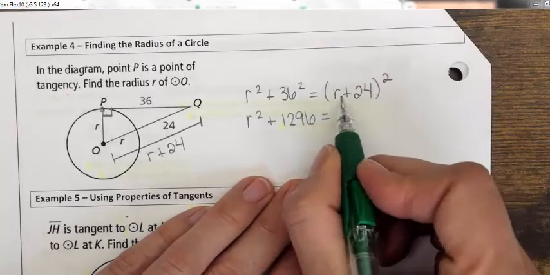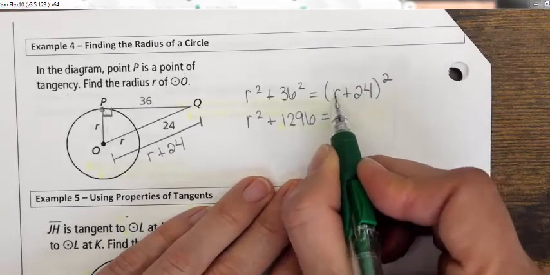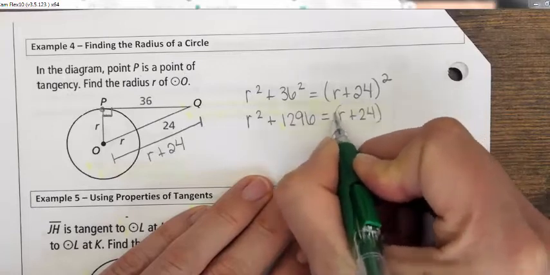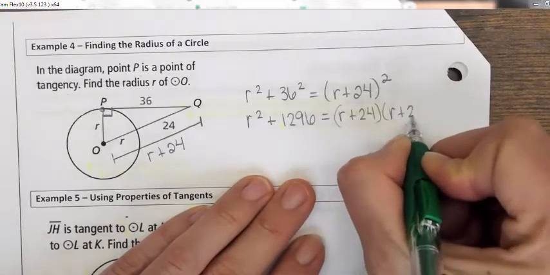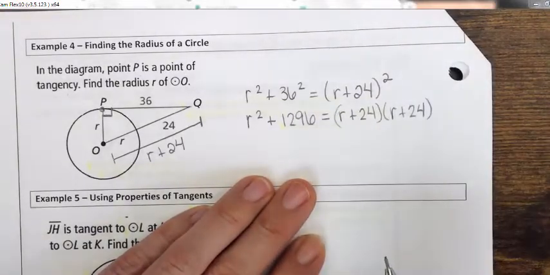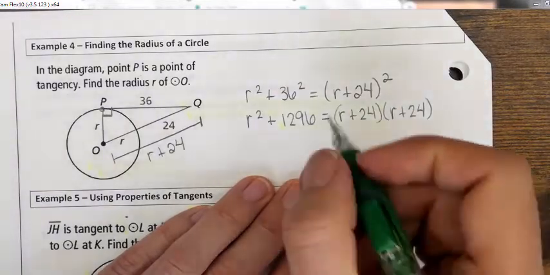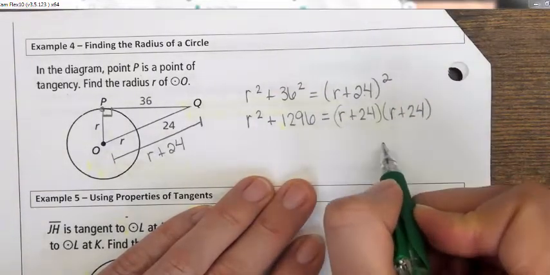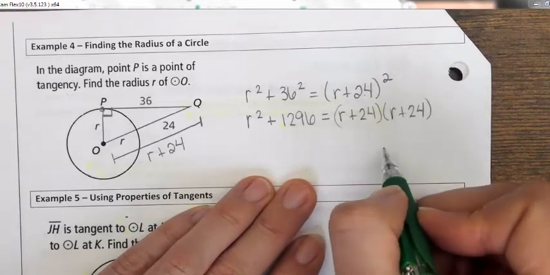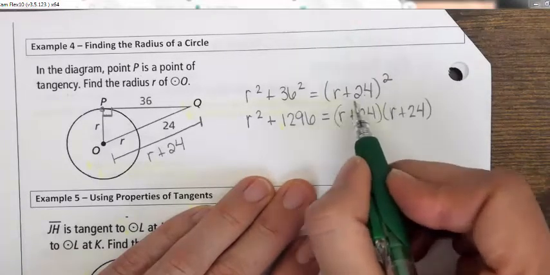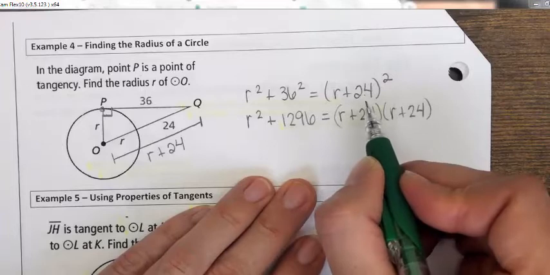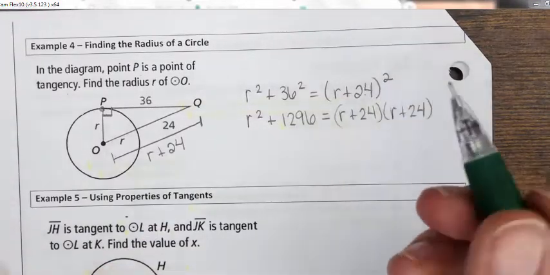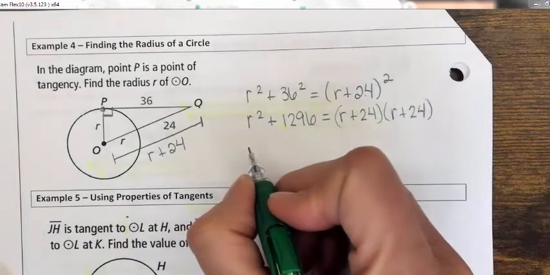Now this might be a little bit tricky for you. This really is R plus 24 times R plus 24. This is not R squared plus 24 squared. Remember, the inners and the outers are going to give you a middle term. Okay, I'm going to watch you guys mess this up for quite some time, probably a couple years before you get that. That's okay, as long as you get it eventually.